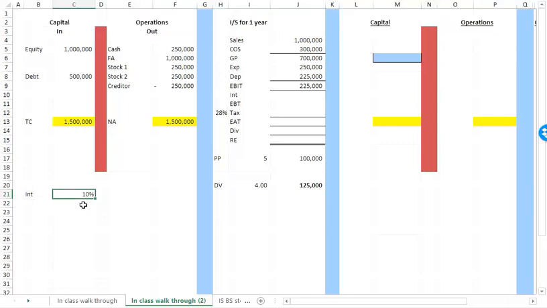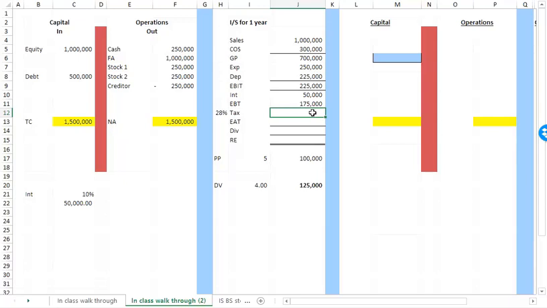So we need to calculate what is 10% of the 500,000 that we borrowed from the bank, and let's turn that into a number. So there, 50,000 is the interest expense based on that debt amount. So we can put that in here, and we can subtract it from our operating profit in order to get to an earnings before tax.